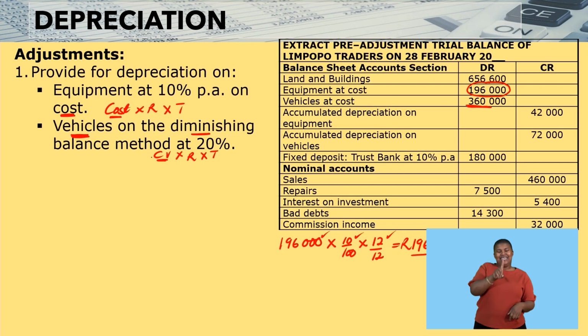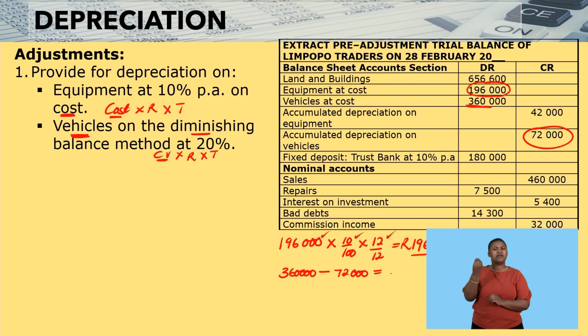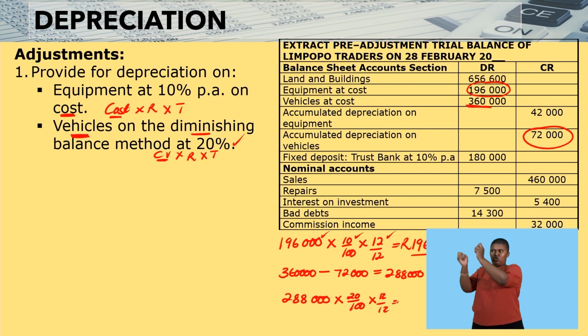Remember, we need to have what is known as the carrying value. How then do we get carrying value? We say cost, which is your 360,000, minus accumulated depreciation on the vehicles. That is your 72,000. So I say minus 72,000. That will give me carrying value, and your carrying value becomes 288,000. Then I multiply this by the depreciation rate, which I'm given here, 20 over 100, multiplied by 12 over 12 months. That would then give me my depreciation amount, which is 57,600.